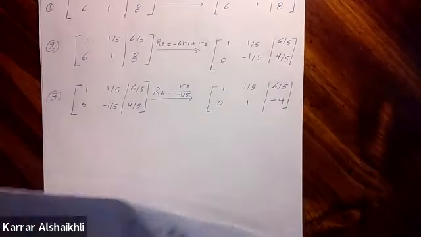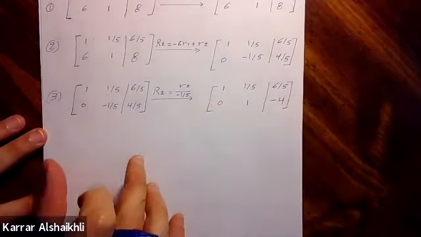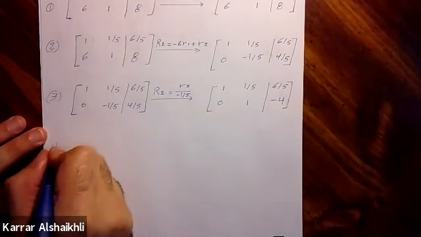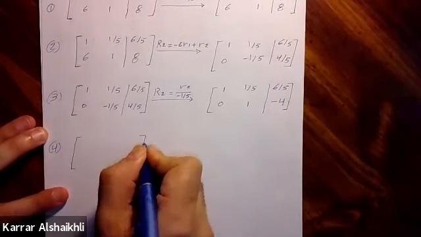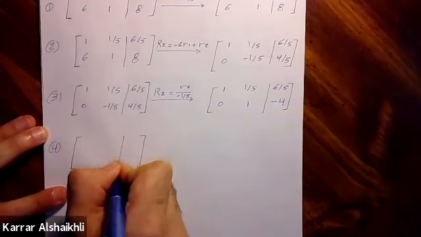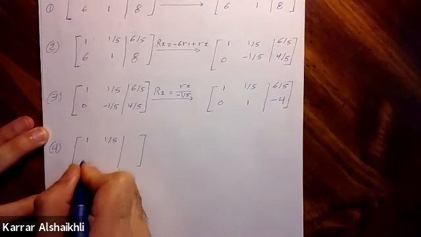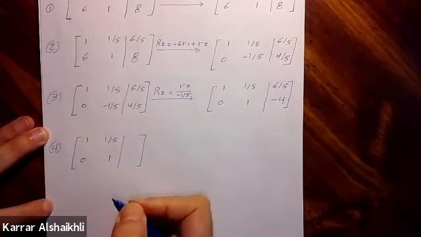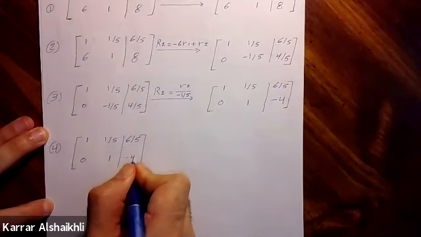Now let's do step 4. Step 4, we're going to write down everything exactly the same here. Which is 1, 1 over 5, 6 over 5; 0, 1, and negative 4.